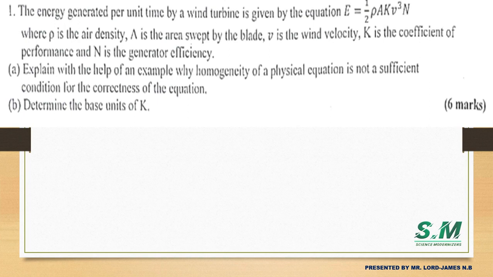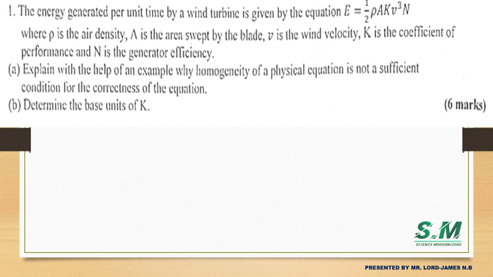The question reads that the energy generated per unit time by a wind turbine is given by the equation E is equal to a half ρ A V cubed η, where ρ is the air density, A is the area swept by the blade, V is the wind velocity, and K is the coefficient of performance, and η is the generator's efficiency.